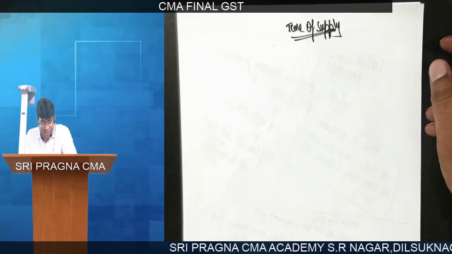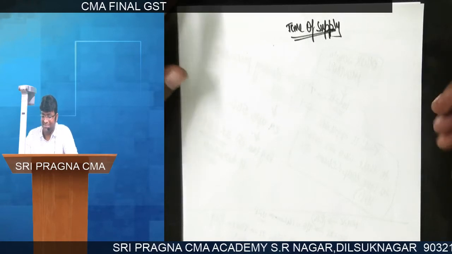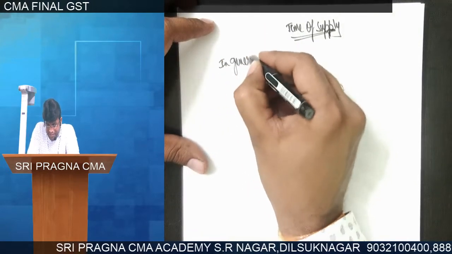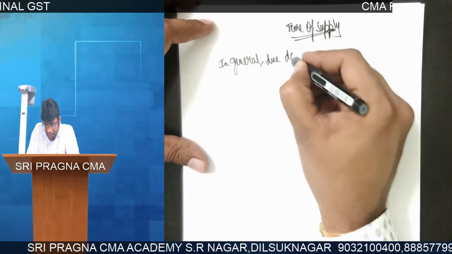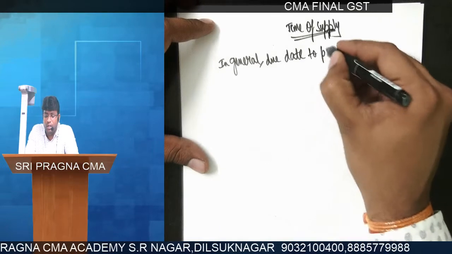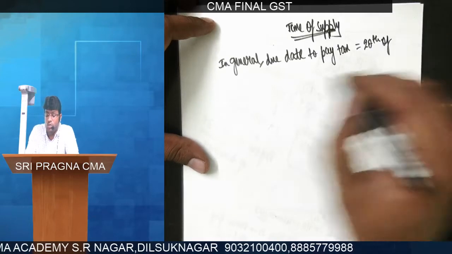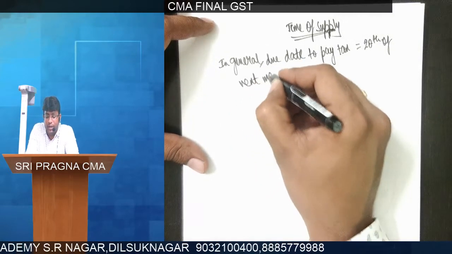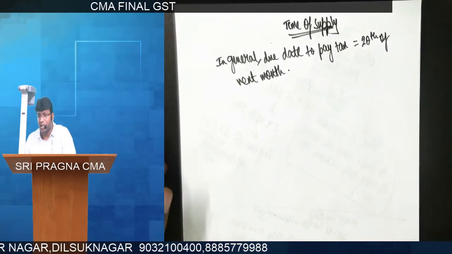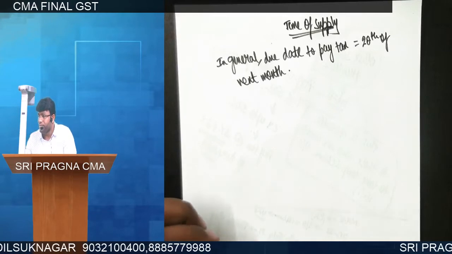Students are telling, sir, we only told we have an idea. Sir, in general, the due date to pay tax is equal to 20th of next month. That is when we practically file one return called GSTR 3B, which is a summary return. And the due date for paying tax is 20th of next month. That is the general answer always.